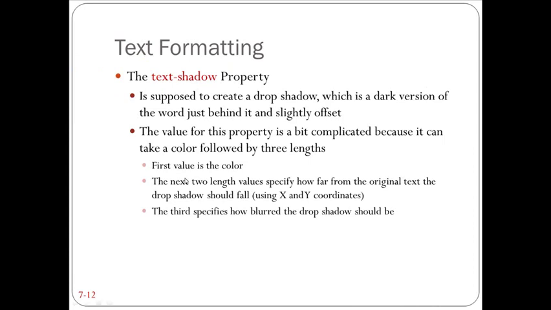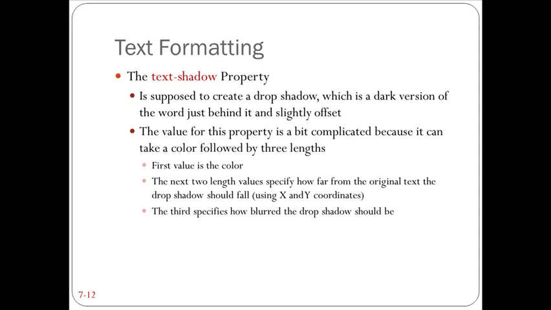Then we have a text shadow property. This is to create a drop shadow, which is a dark version of the word just behind and slightly offset of it. The value for this property can be a little complicated only because it takes several values to actually make it work. The first value that you need to give it is what color is this shadow going to be. The next two lengths specify how far from the original text drop shadow should fall.